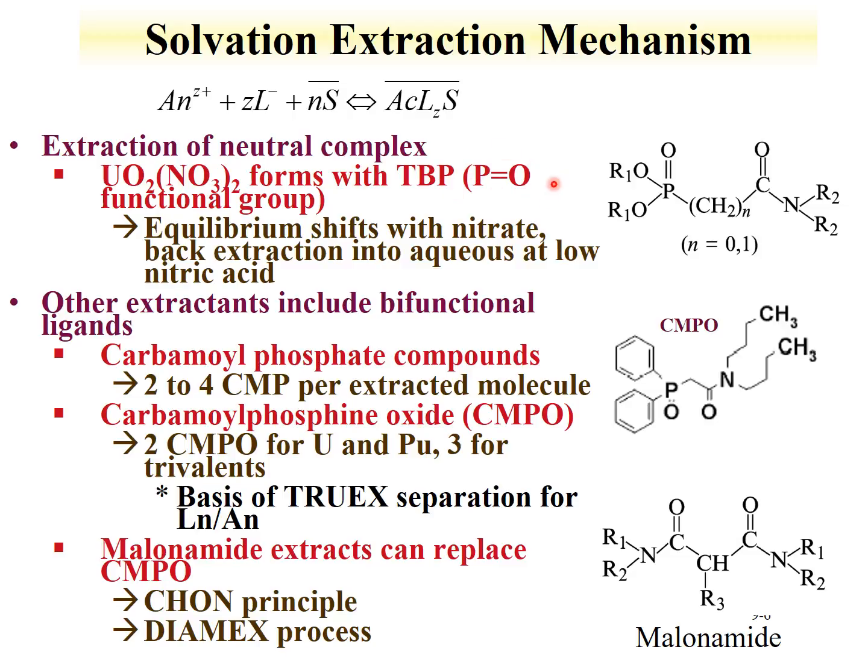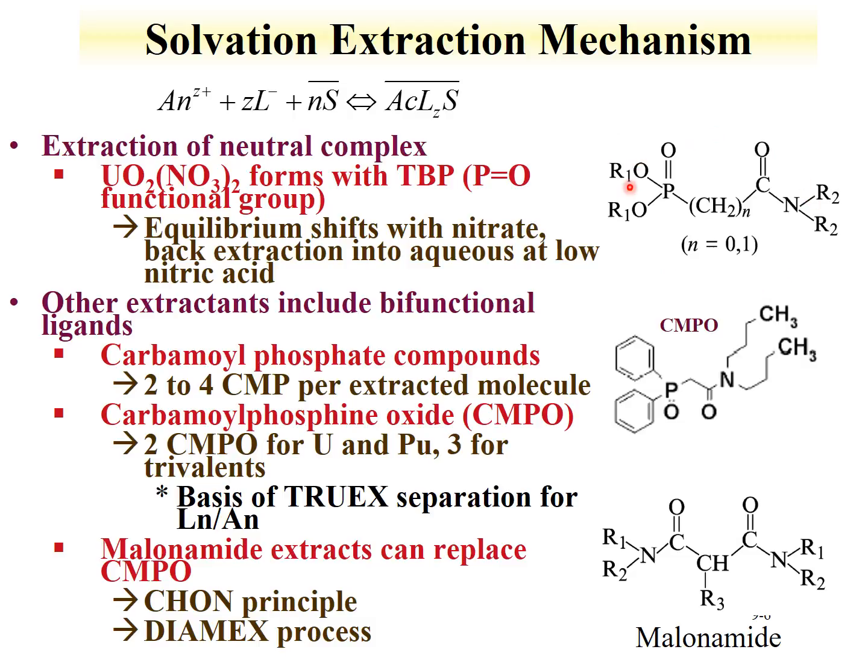Examples of these include extraction with neutral complexes, so the tributyl phosphate, as we've discussed, where this is our functional group, forms a neutral species. The uranyl nitrate coordinates tributyl phosphate that gets extracted into the organic phase, and I can shift the equilibrium back to a charged species to back extract the uranium from an organic phase into an aqueous phase.